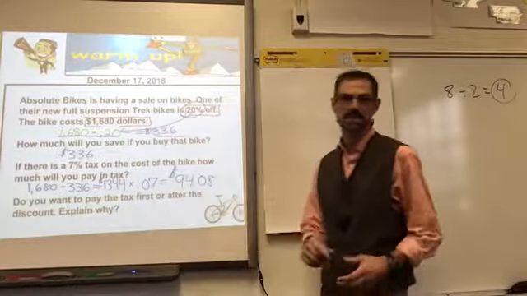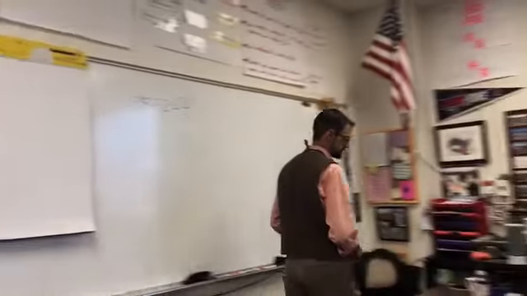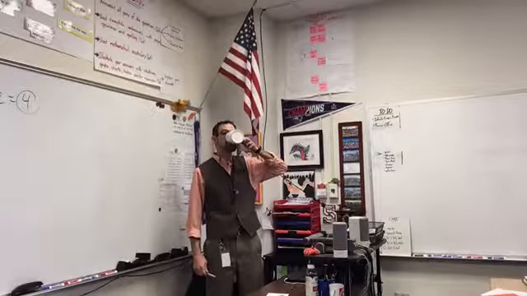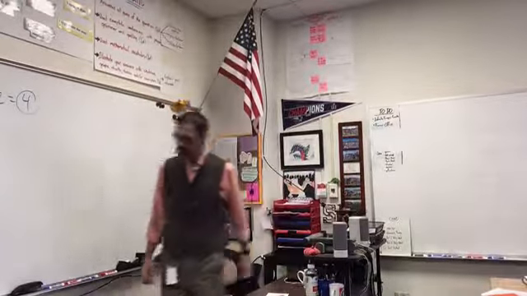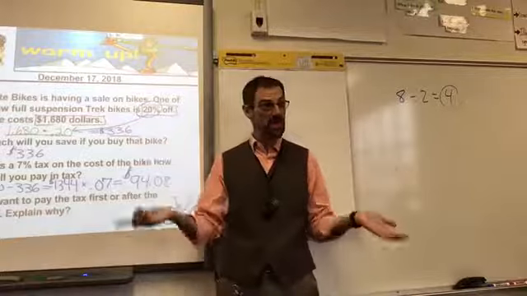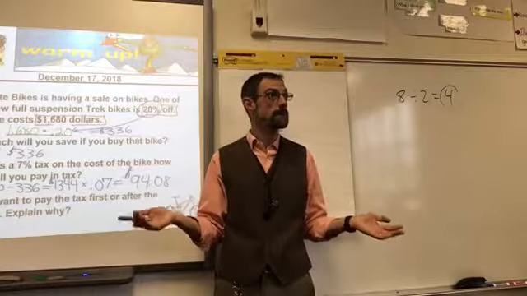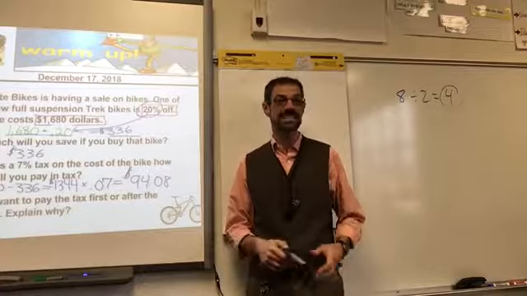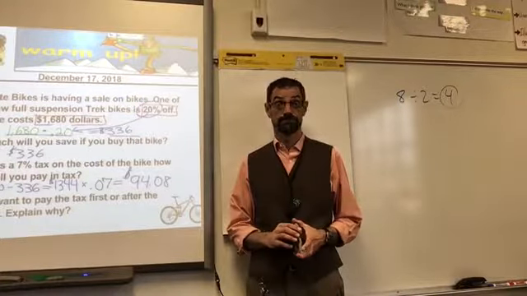$94.08 represent? Callie. It represents the tax on the discounted bike. Tax on the discounted bike. So the bike now is $1,344. That's what I'm paying for a sticker price. But I still have to pay almost $100 in tax. Whoa. Yeah.